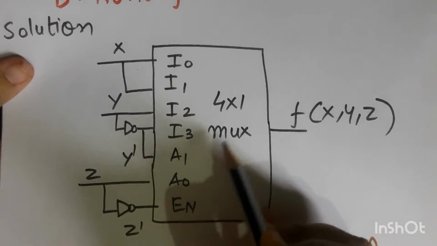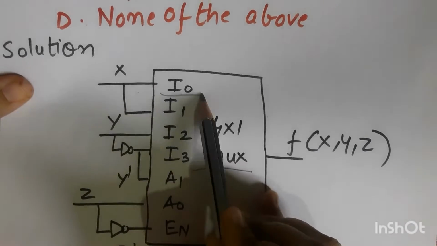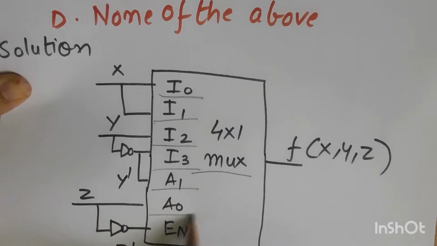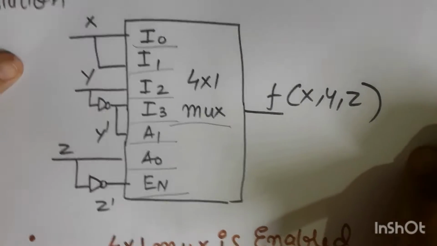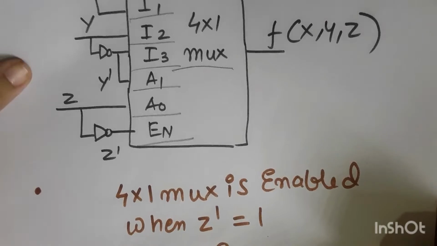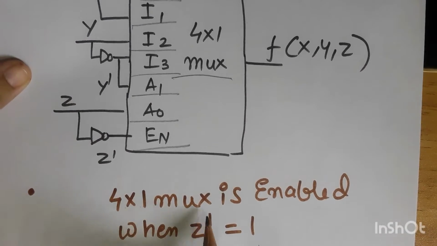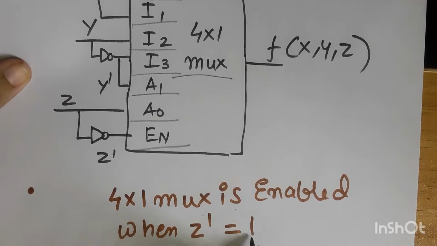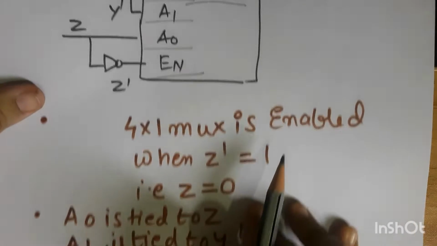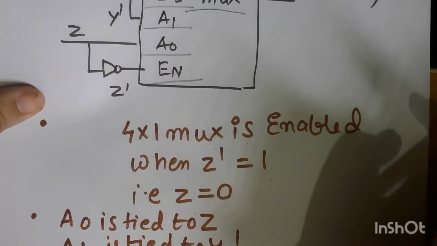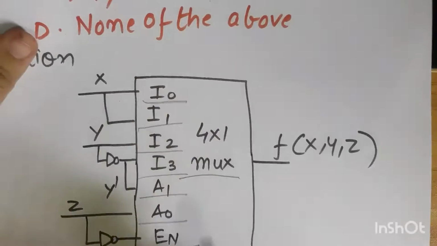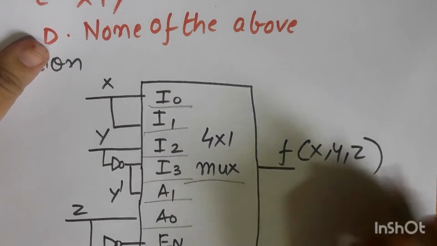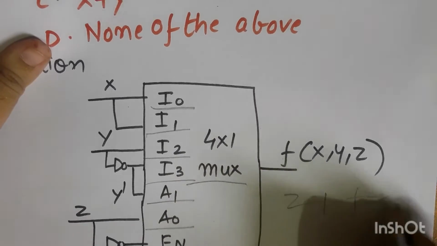ठीक है, ये 4 cross 1 mux है. The input lines are I0, I1, I2, I3, A1, A0 and this one is the enable. वही same picture मैंने redraw किया. I have redrawn the same picture. So the 4 cross 1 mux is enabled when Z dash is 1. That means Z is 0. So this mux is enabled when Z is 0. The mux is not enabled and output F would be 0 when Z is 1. F is 0.